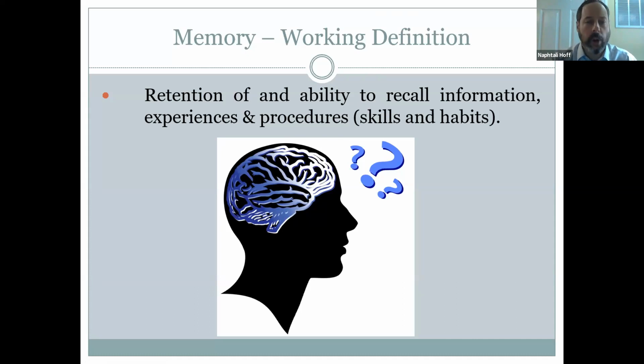So a definition for our purposes is that memory is a retention of, that means holding on to, and the ability to recall. Both of them are critical and they're different. Okay, let's focus on that for just a second. So retention of means I hold on to it. Recall means I can extract it.